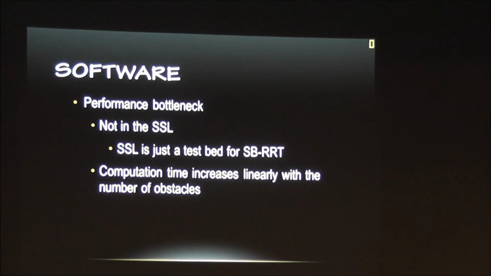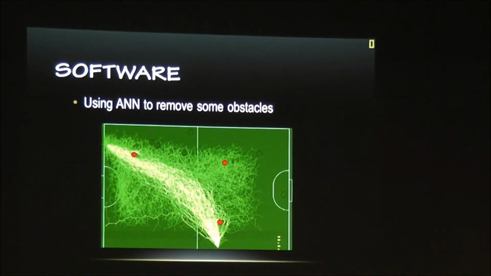And as we can prove, computation time in the SPRRT increases linearly with the number of obstacles. So we use an artificial neural network to remove the obstacles that are not important for the pass being planned. Here you can see that only the red obstacles are being used in the planning stage, and all other obstacles that you can see are removed from the planning. We tested this year, and there are not many glitches or collisions with this method. So I think it's doing just fine for us.